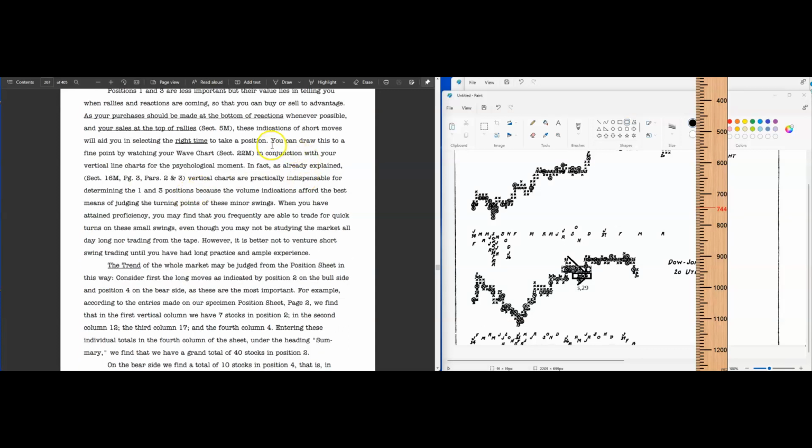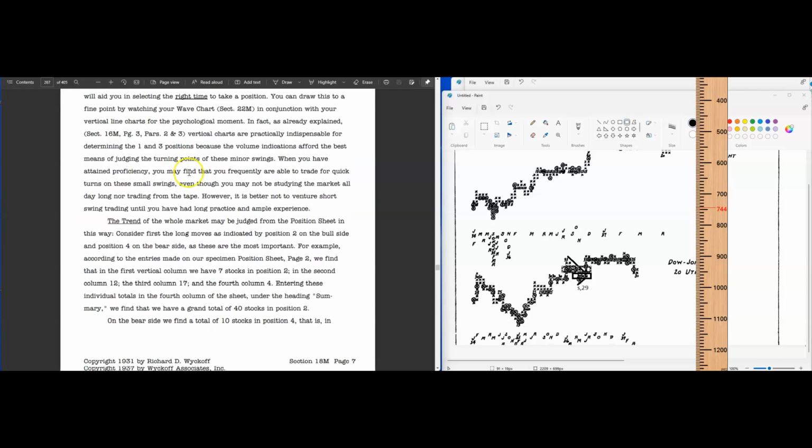Here's another point. When we're going to be entering positions, what do you want to do? Use the wave chart, all right, in conjunction with your vertical line chart. Why? Because it'll give you the low risk entry. The volume indications afford the best means for judging the turning points of these minor swings.